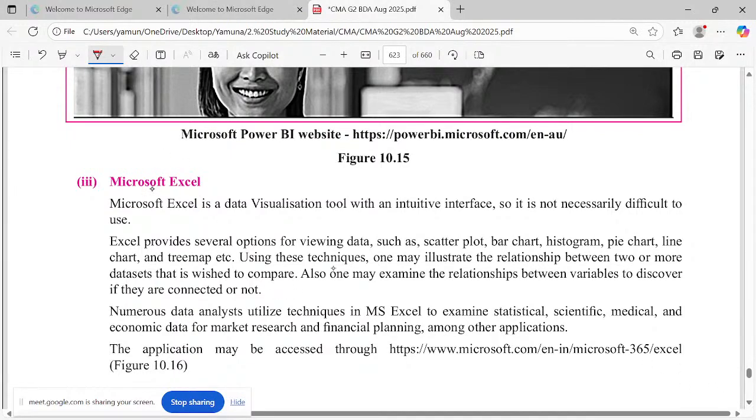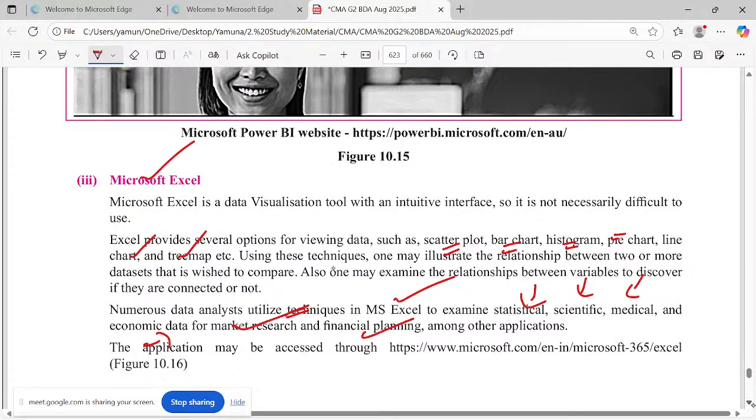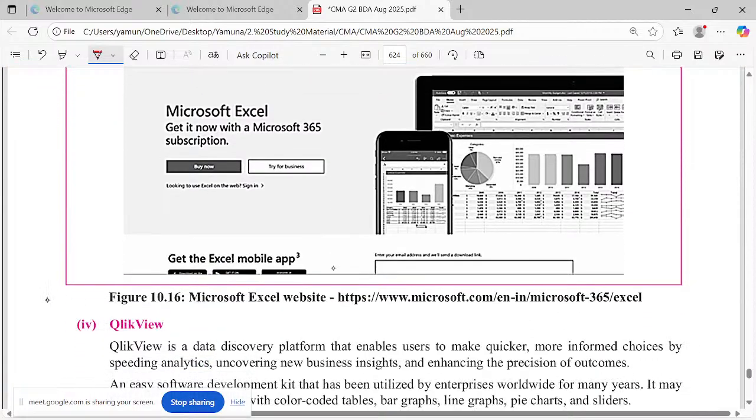Yes, we know about Microsoft Excel. We can take the help of drawing scatter diagrams, bar charts, histograms, pie charts, everything you can do with the help of the data you feed in the Excel sheet, and you just click for creating these graphs and all. You can easily do it. Okay. So we have so many techniques with the help of MS Excel. You can examine statistical, scientific, medical, and economic data for market research, financial planning, and other different applications. Okay. So we have Excel here.